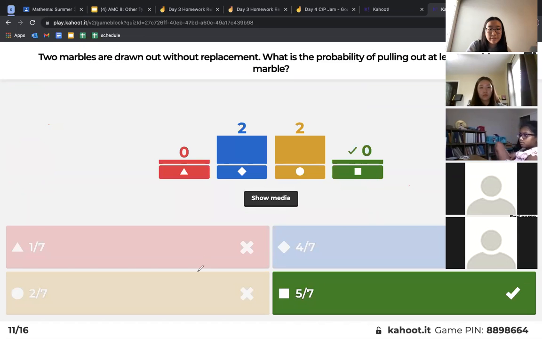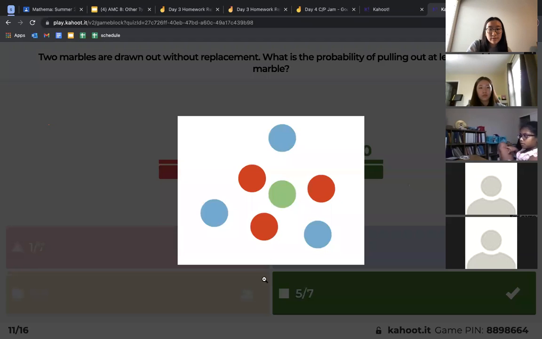Okay, no one got this one. So here's one where I think you might use complementary counting. So basically, we're going to try to find a way where you pull out no blue marbles. So the first chance of pulling out something that's not a blue marble is 4/7. And since we just took out one that's not blue, the next one is going to be 3/6.